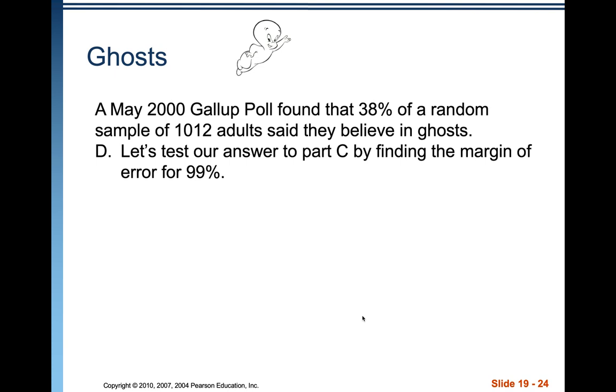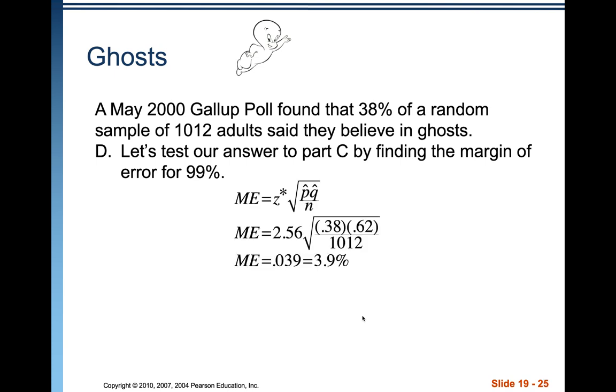Let's test our answer to part C by finding the margin of error for 99%. All right, the only thing that's going to change is our z star. So with 99% confidence, our z star is 2.56. The standard error is the same. So we do our standard error times our z star, and we get 0.039, and we get 3.9%, which is larger.